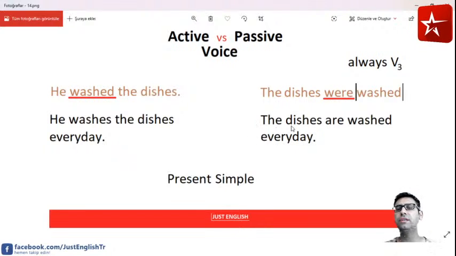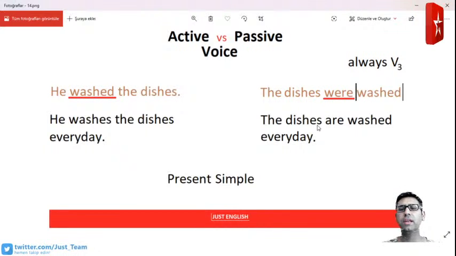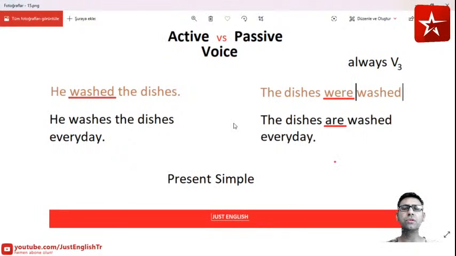All right, the dishes are plural, it's more than one. That's why we use are. If this one was singular, then we would be using is. All right? Okay.